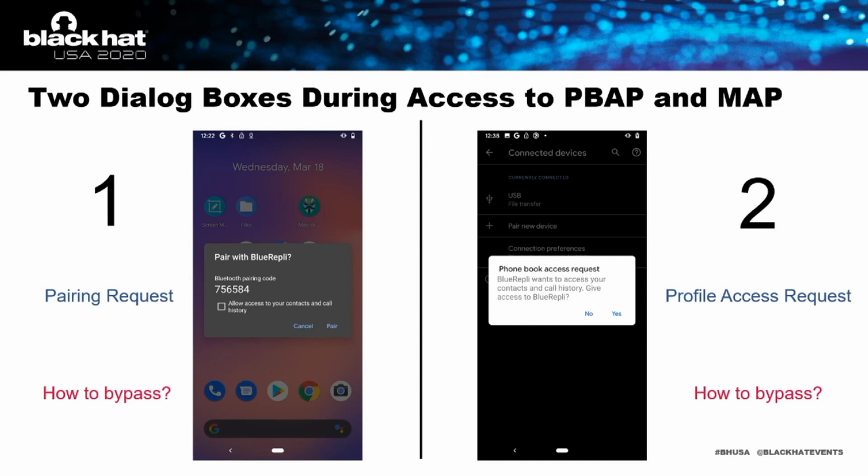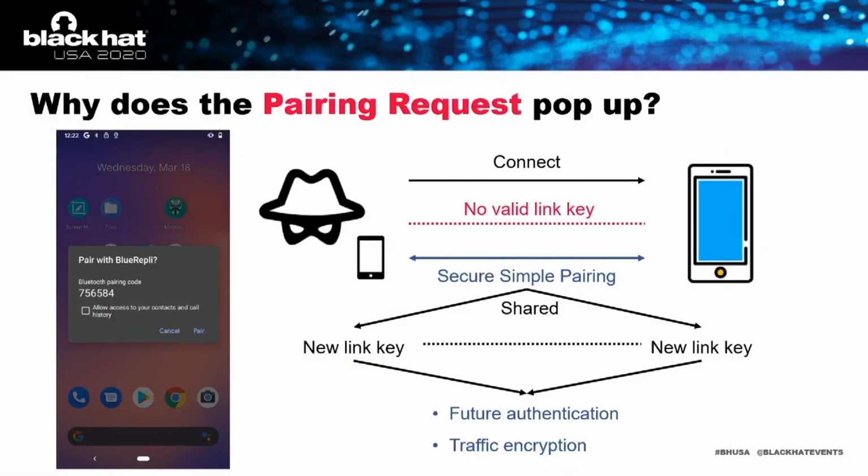Let's talk about the pairing request first. Why does the pairing request pop up? The first reason is that we don't have a valid link key. After we connect to the phone, since there is no valid link key, Secure Simple Pairing (SSP) needs to be performed according to the protocol specification. Once the SSP is complete, the link key is shared between the two devices. It will be used for subsequent reconnection authentication and traffic encryption.